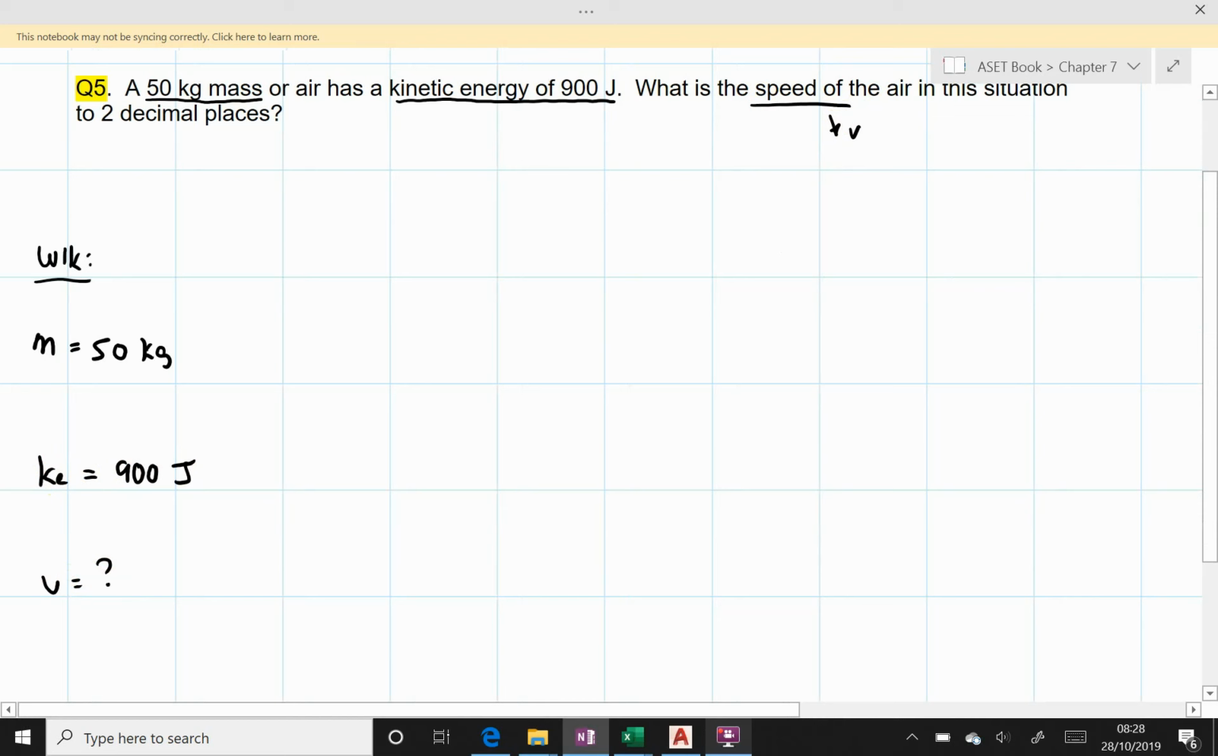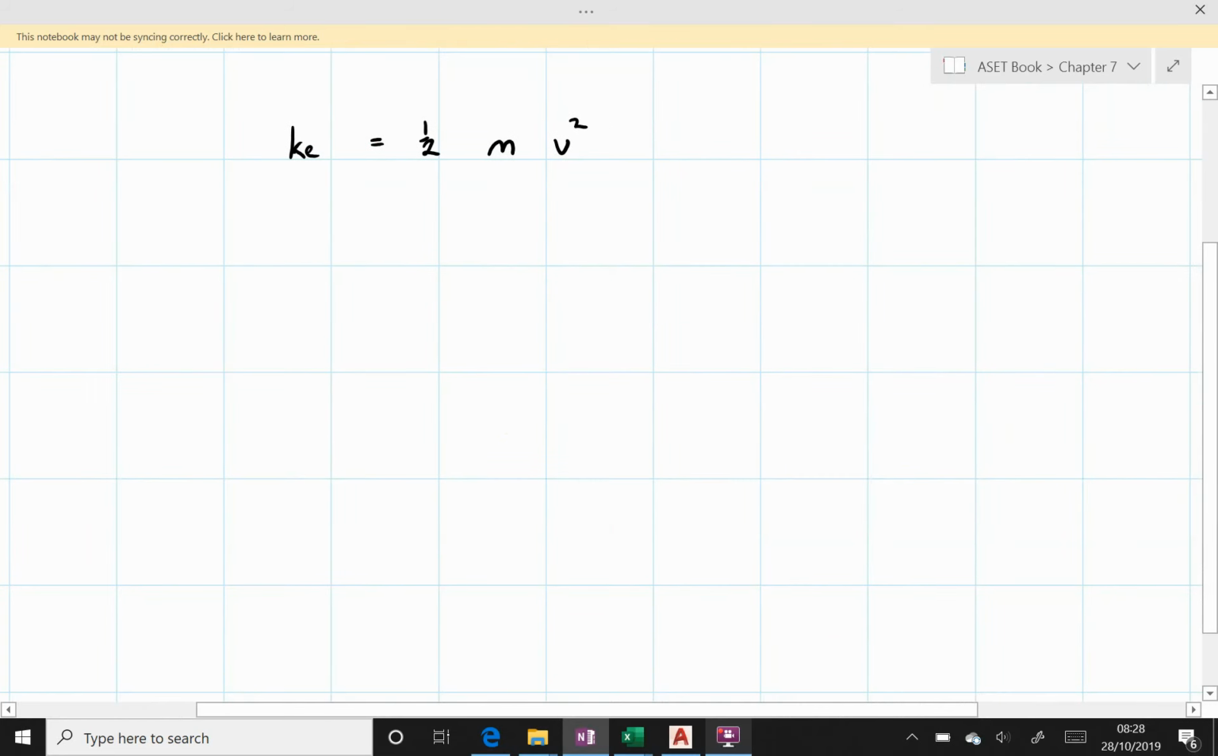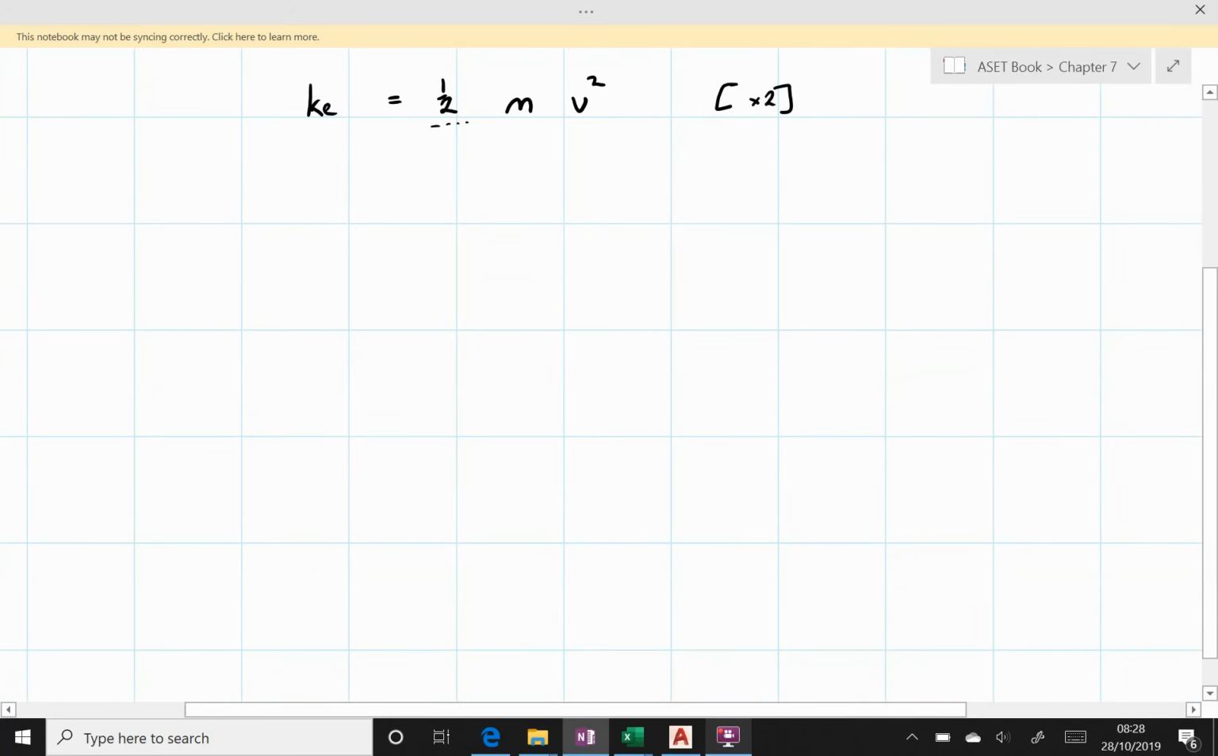If we first of all write down the general equation, and because we're asked to work out v, we're going to have to rearrange this particular equation. Our first step should be to get rid of the half, and much like some of the previous videos in exercise 7.4, to get rid of the half, we multiply both sides of the equation by 2.